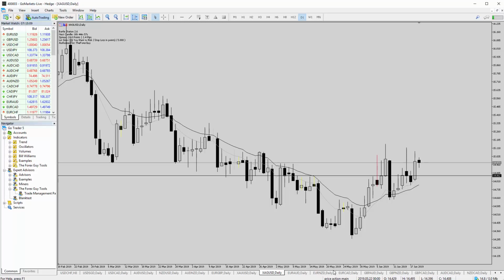Silver, I don't really see much going on here at the moment, unfortunately. It's just a little bit messy, and it almost looks like a squeeze pattern building up.